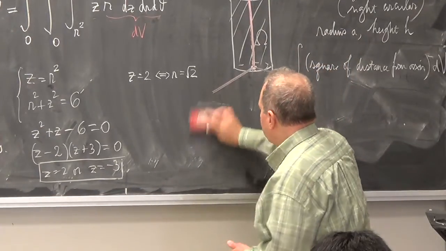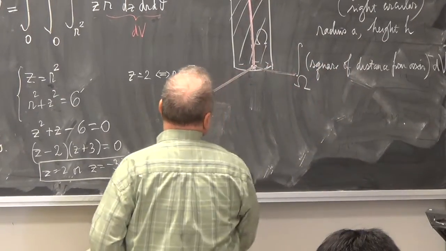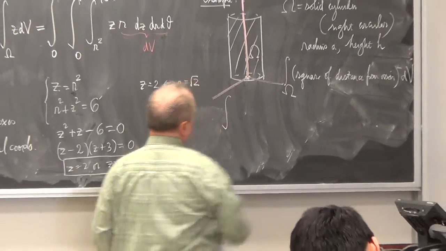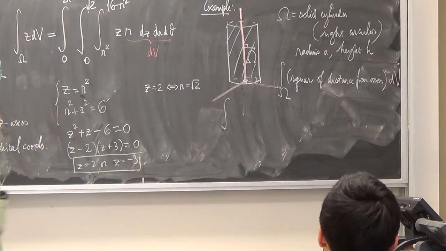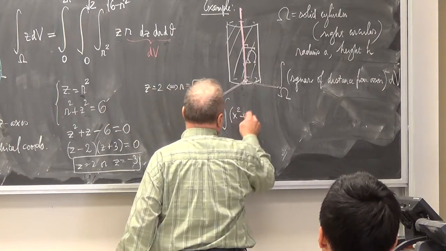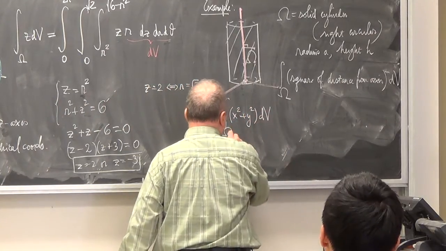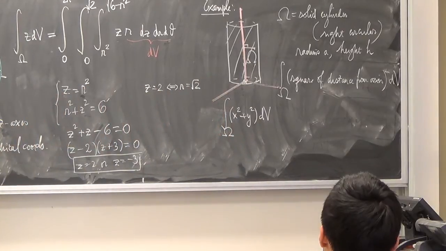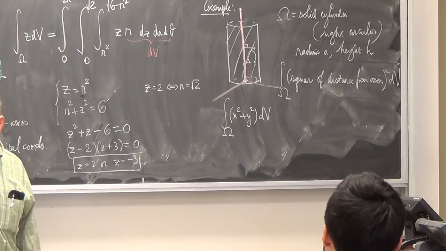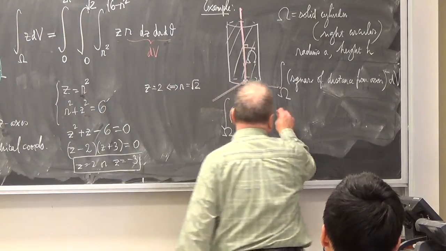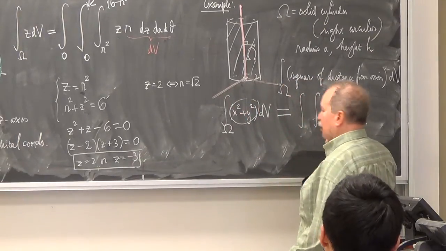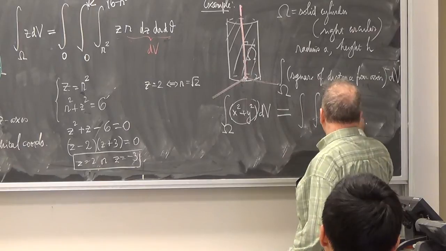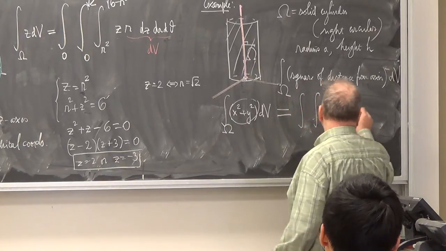So what am I actually doing here? If I take a point here, what's the square of its distance to the z-axis? x squared plus y squared, r squared, which will turn into r squared in a second. So I'm integrating the square of the distance, x squared plus y squared, and then I'm going to put it in cylindrical. This becomes r squared, and then I multiply by r, so I have r cubed.